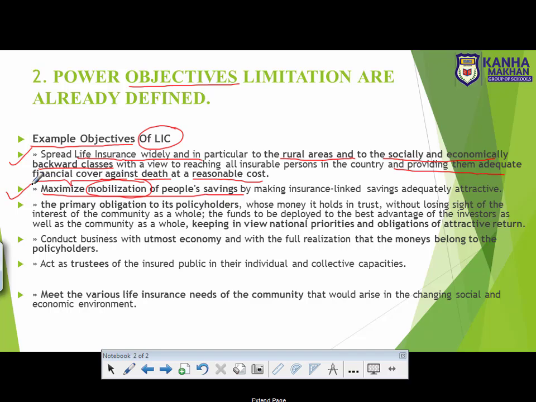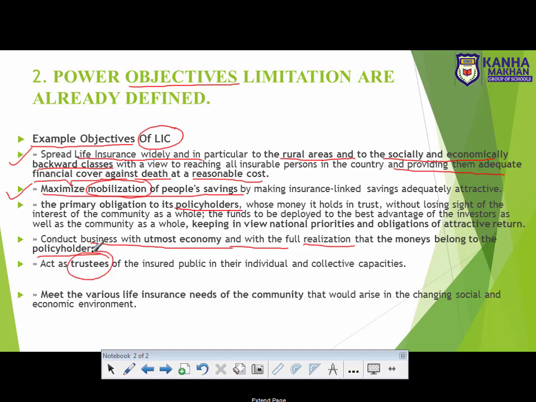The third one was the primary obligation to its policy holders. The main objective again was that the individuals, the policy holders who are investing in LIC, their money should not be cheated. Next was to conduct business with utmost economy and with the full realization that the money belongs to the policy holder. Next, it also acts as a trustee.